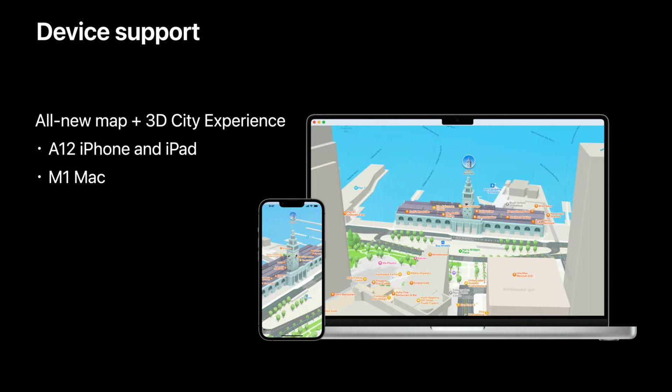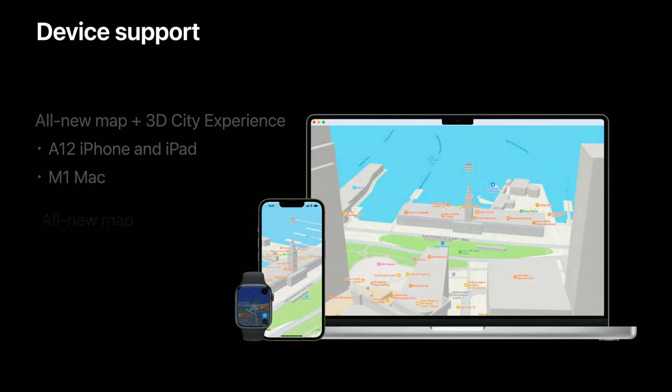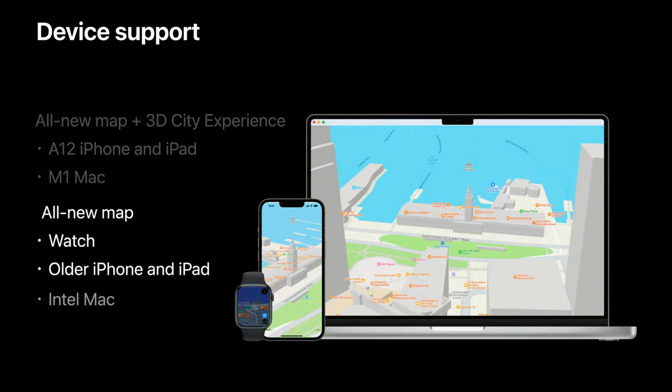On macOS, the new map support requires any M1-based computer or later. In areas where the 3D City experience is not available, the map will automatically fall back to present the all-new map with a flat elevation. On all other devices, the all-new map will be presented with a flat elevation.